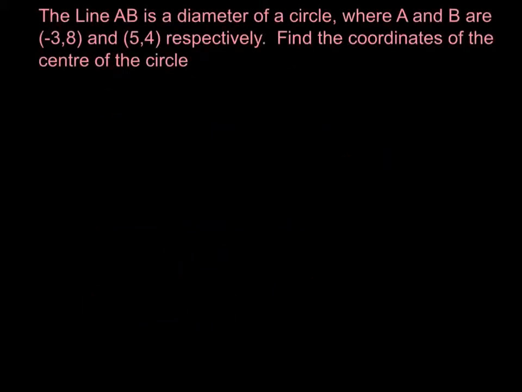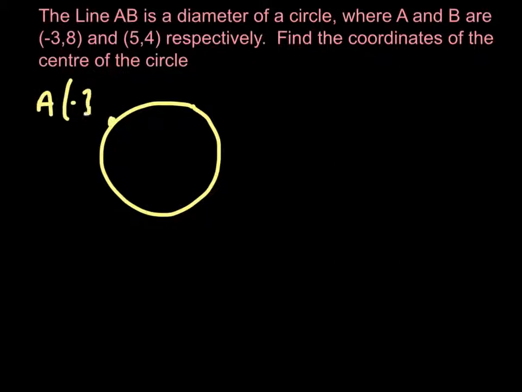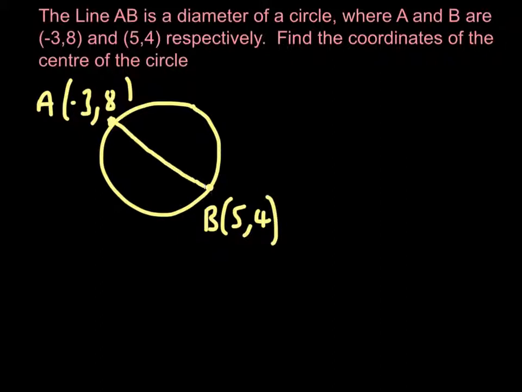Alright, so on to an awkward worded question then. So line AB is the diameter of a circle, where A and B are minus 3, 8 and 5, 4 respectively. Find the coordinates of the centre of the circle. So let's just start with a quick sketch. So coordinate A is going to be there, minus 3, 8. And B, 5, 4 is going to be roughly in that position. Look at the numbers. Join that up, we know it's a diameter. Our midpoint is going to be the centre of the circle.